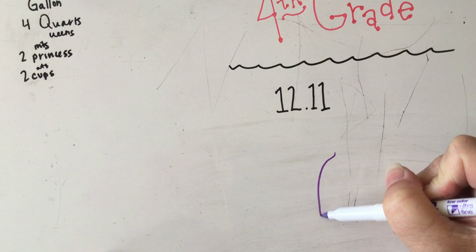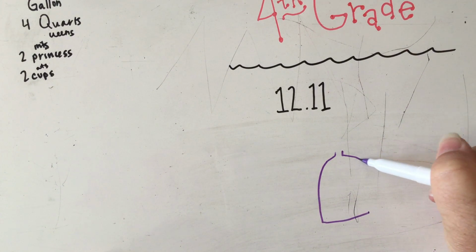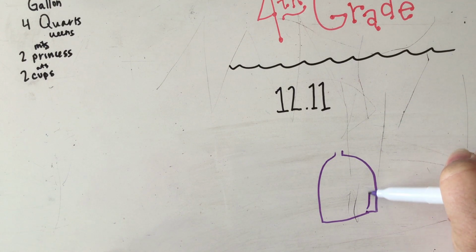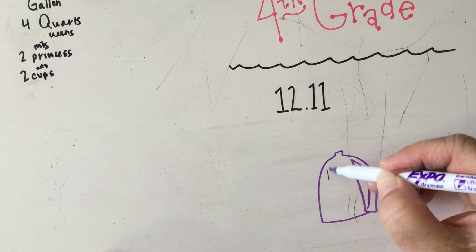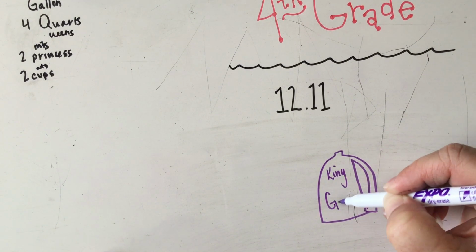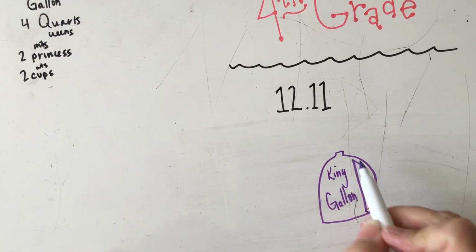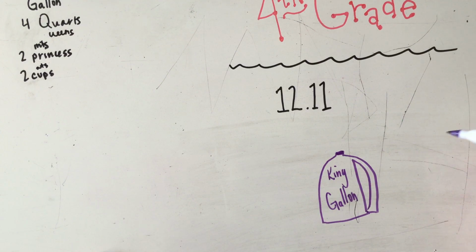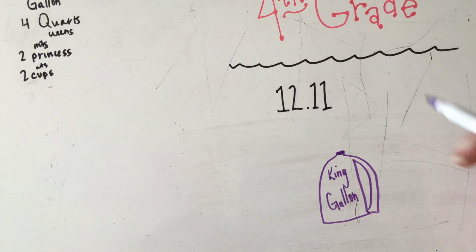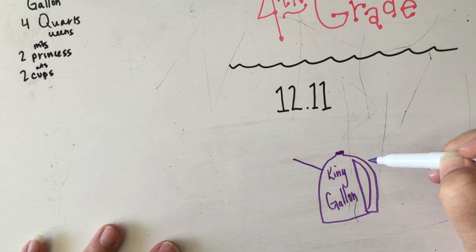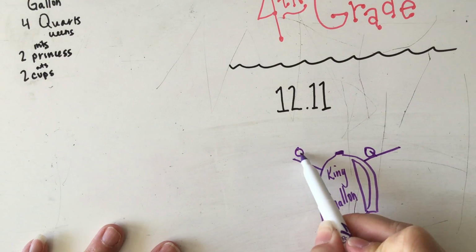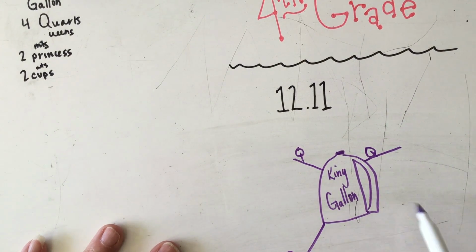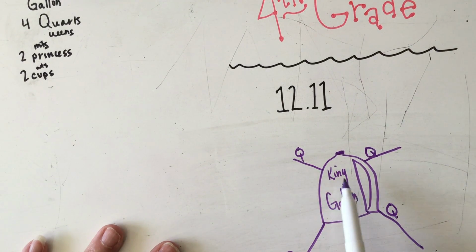So a milk carton is equal to 1 gallon of milk, right? So if your parents say, we need to go get a gallon of milk, this is our king gallon. Well, the king, he's spoiled, and he says he wants 4 queens. So if we were to break the king up into queens, give him 4 queens, okay? Here's the first queen, second queen, third queen, and our 4th queen. Okay, so the king gets 4 queens.